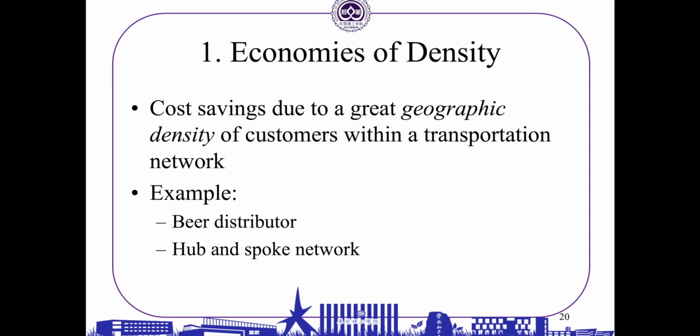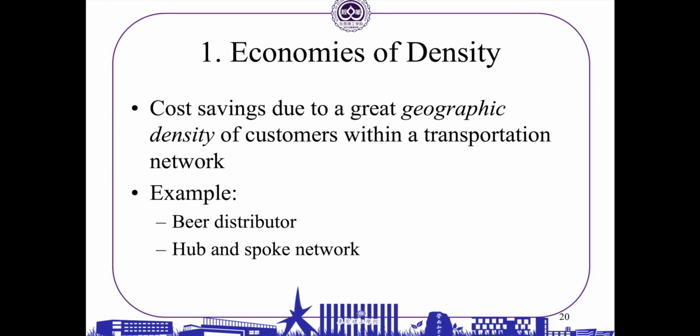Economies of density refer to cost savings that arise within a transportation network due to a greater geographic density of customers. For example, 2 beer distributors deliver 1,000 tons a week. The fixed costs include trucks, fuel, and drivers. The distributor that operates in a densely populated urban area has a lower unit cost than a distributor selling the same volume of beer in more sparsely populated suburbs. This may be because more trucks, fuel, and drivers are needed.